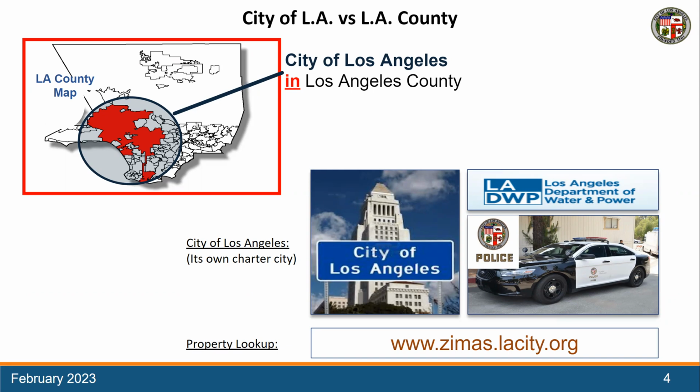If the water or power bill for the rental unit was issued by a different company, for example, Edison, or a water and power company for a different city, then the rental unit is not located inside the City of Los Angeles.